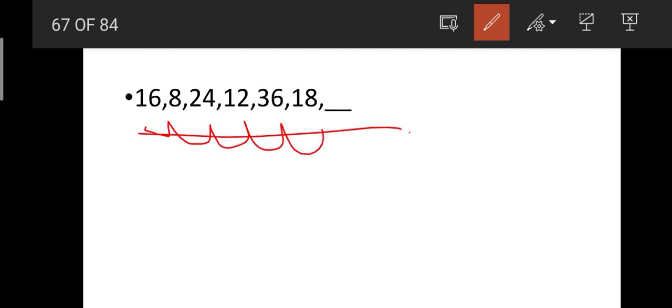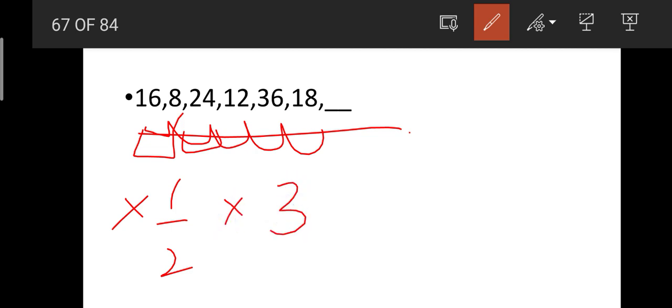Okay friends, this is also a very simple question, right? Okay friends, observe here. The number is increasing and decreasing, so that we can understand it is an alternate series. So for 16 to become 8, it should be halved. For 8 to become 24, it should be multiplied with 3. And for 24 to become 12, it should be halved. So that we got the logic here.